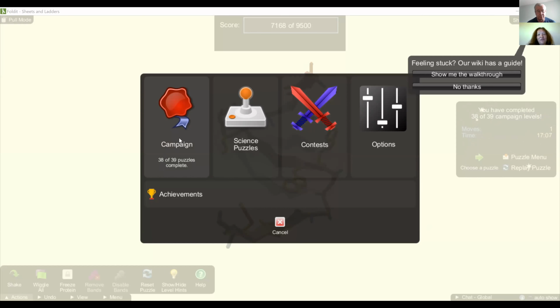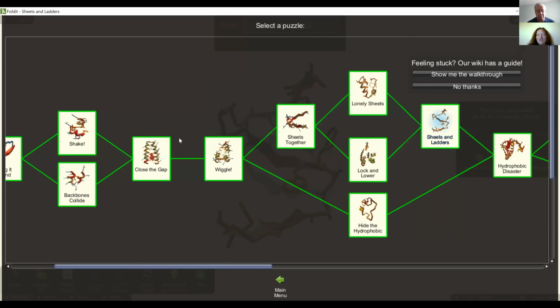In fact, they had several really good successes with HIV protein folding and several others that you can read about on the Foldit website if you are interested in seeing more. So we will be working on this sheets and letters campaign.